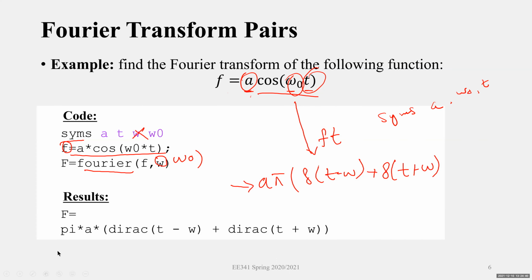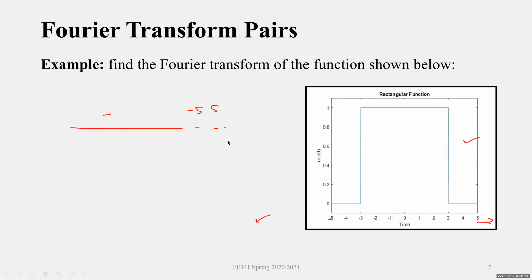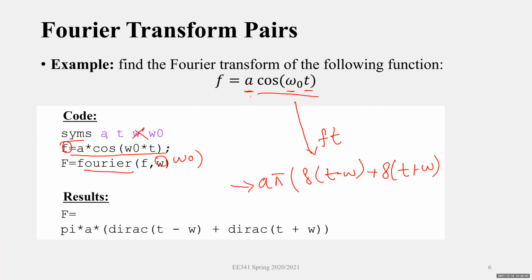So here I wrote it. So a, t, and then omega naught. Then I will write my function and then just fourier f with omega naught. So f with omega naught will give me its Fourier transform, which is a times pi times delta of omega minus omega naught plus delta of omega plus omega naught.